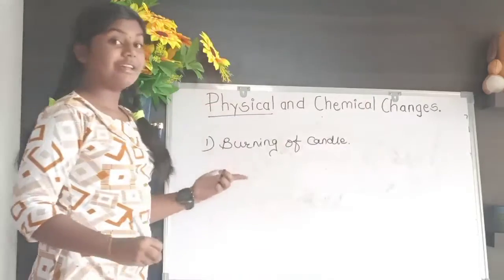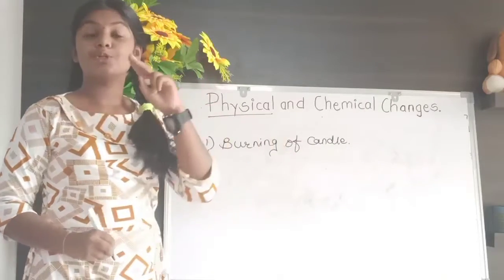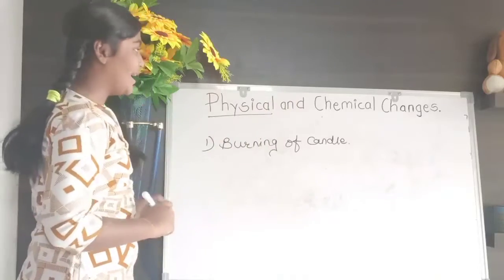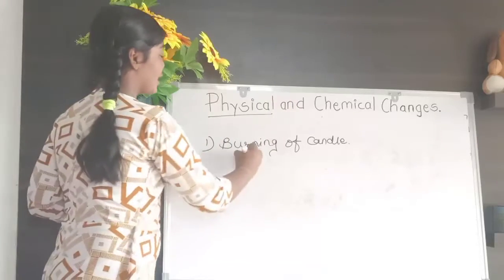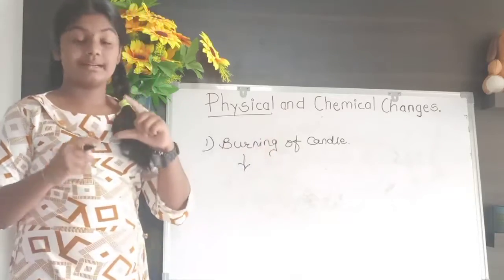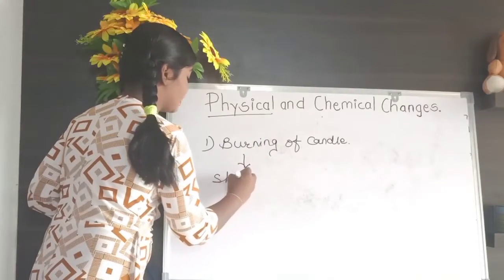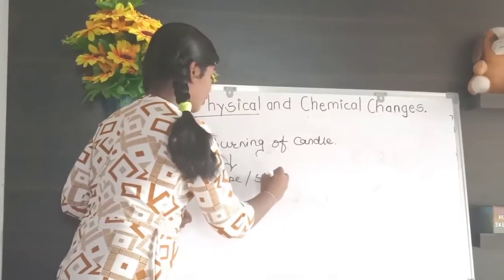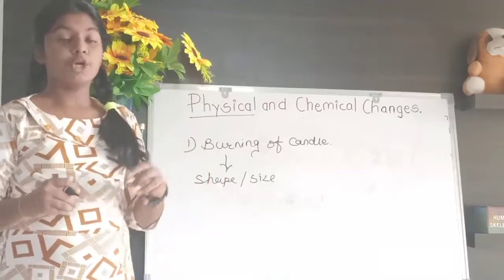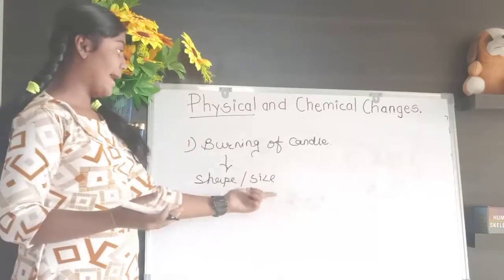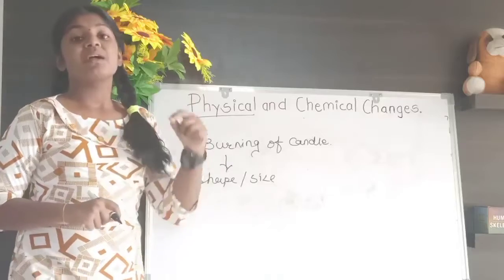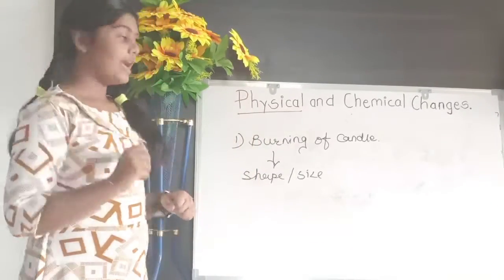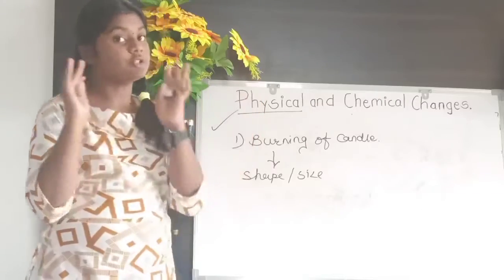In this burning of candle, two things are there. One is physical and one is chemical. So I will tell you that. In the physical change, if we burn the candle, its shape is changed and its size is also changed, because slowly it is melted. So its shape is changed and size is also changing. This is called physical change. It means in the burning of candle, physical change occurs.